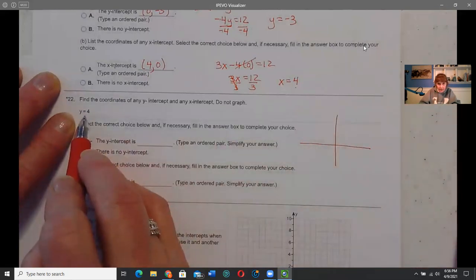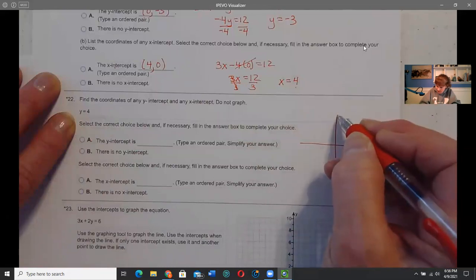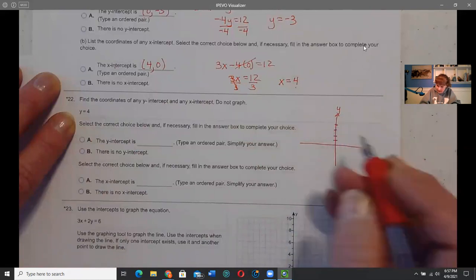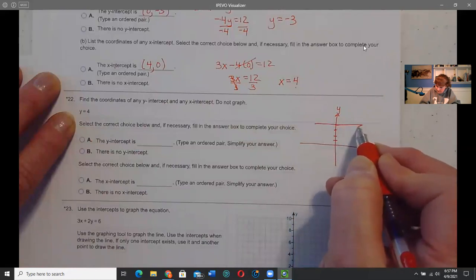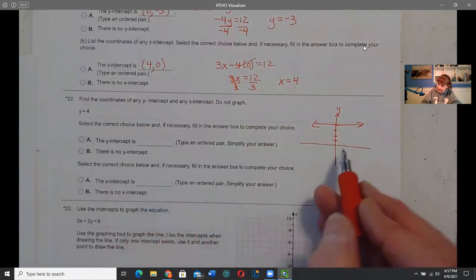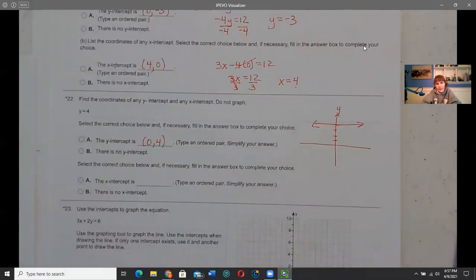I know this is a horizontal line. The slope is 0. It's going to hit the y-axis at 4. And it's a horizontal line. Okay, so what is the y-intercept? Let's look at that. Does it hit the y-axis? Sure it does. It hits the y-axis at 4, and the x-coordinate is 0. The horizontal line through 4 hits the y-axis at 4.